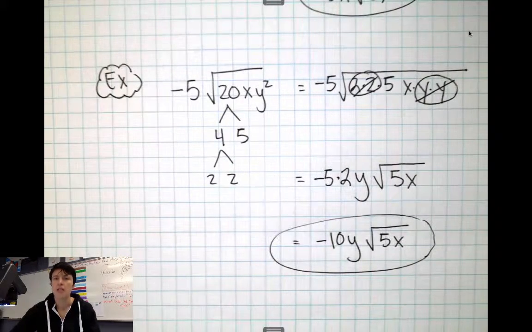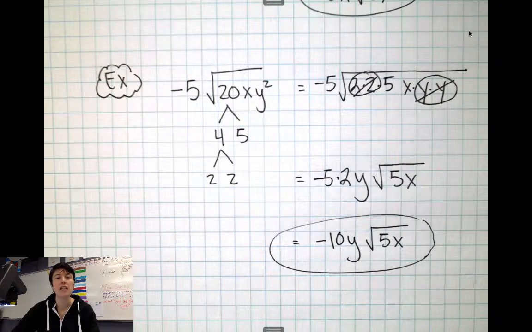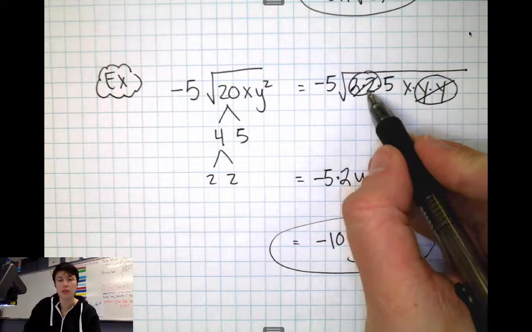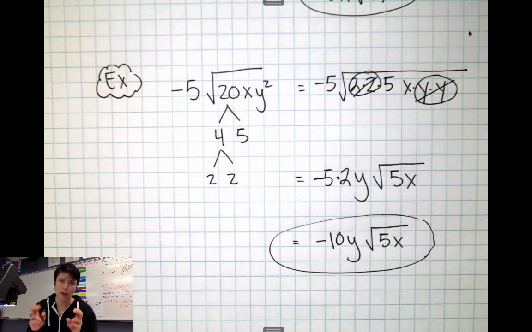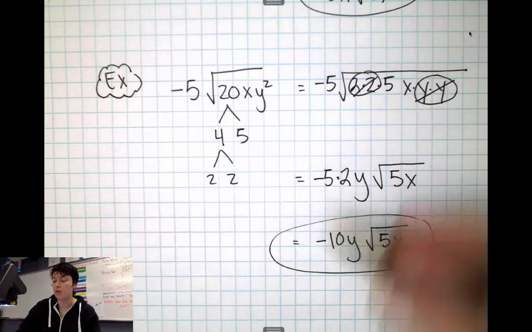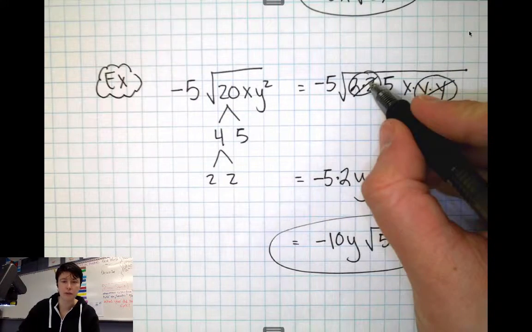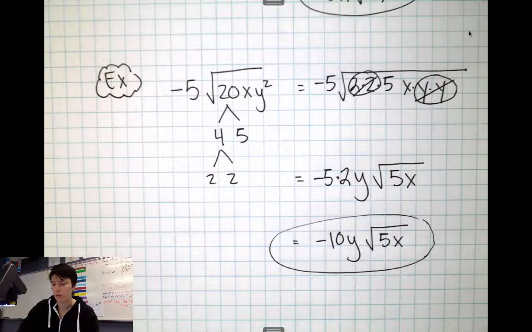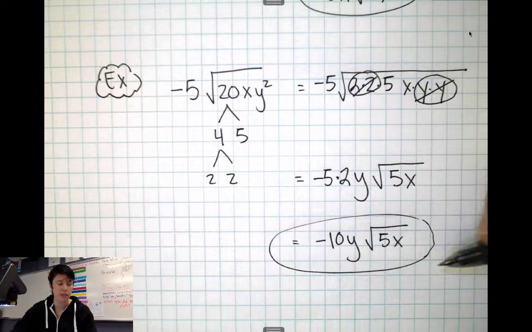So the idea here is you're just trying to find any perfect squares that are hidden in your square root. If there's a perfect square that you can, I say pull out, we're not really pulling it out, but that you can take the square root of and get out of the radical, then that's what you want to do. You want to break it down as far as you possibly can go.